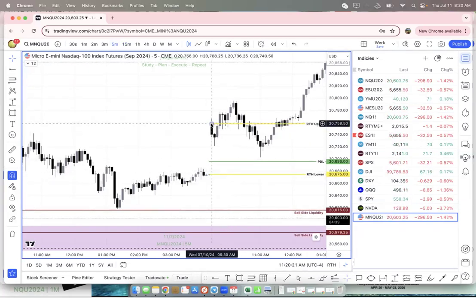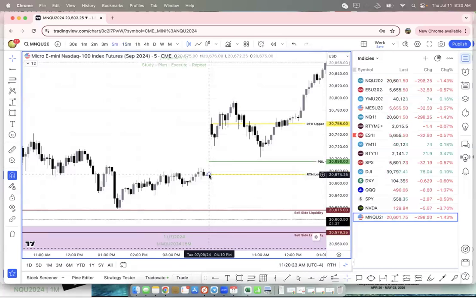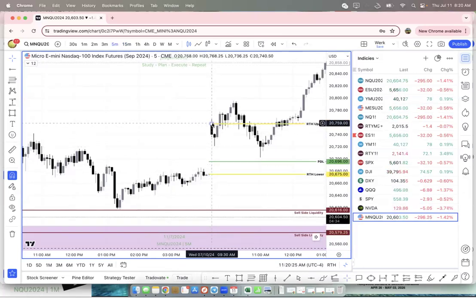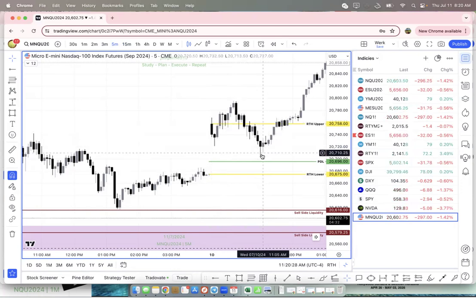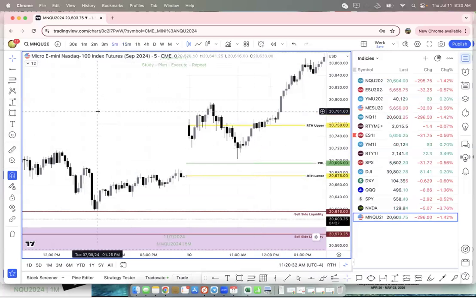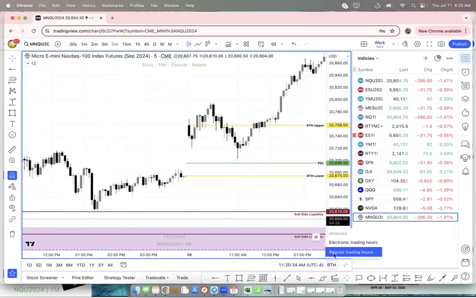This is the upper gap because we closed here Tuesday, we opened here Wednesday. So price came in, and actually it went a little bit deeper than the 50%. So we have the RTH gap.